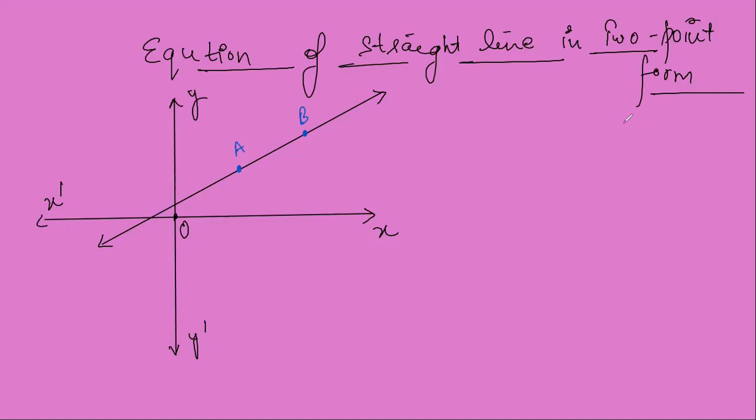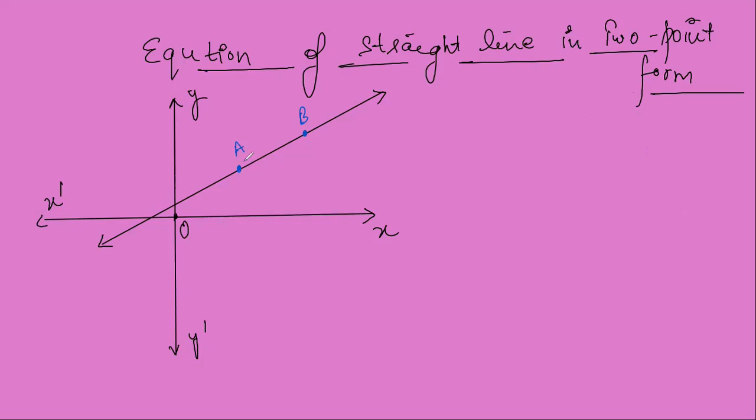Equation of a straight line in 2-point form. From the name itself, in the previous video, we discussed the equation of a straight line in point-slope form, where we used the slope and one point and wrote down an equation in algebraic form. Now, if we have 2 points, how do we represent that equation?